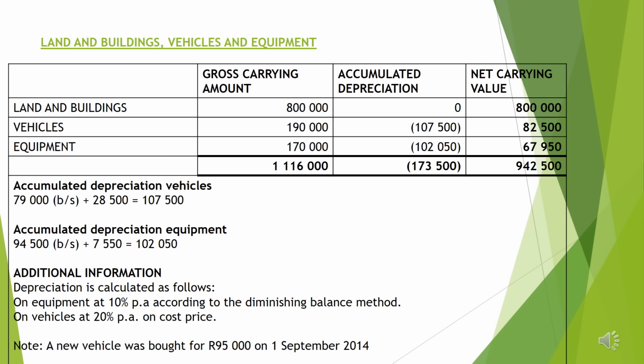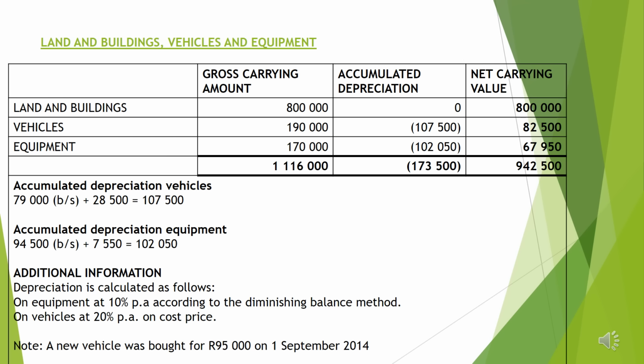Now, let us look at land and buildings. We do not have any adjustment or additional information pertaining to land and buildings, so we don't have accumulated depreciation, which leaves us with your gross carrying amount equal to your net carrying value. Therefore, 800,000, because we have nothing to adjust with regards to the accumulated depreciation, that will give us 800,000, same amount, no adjustment to be made.